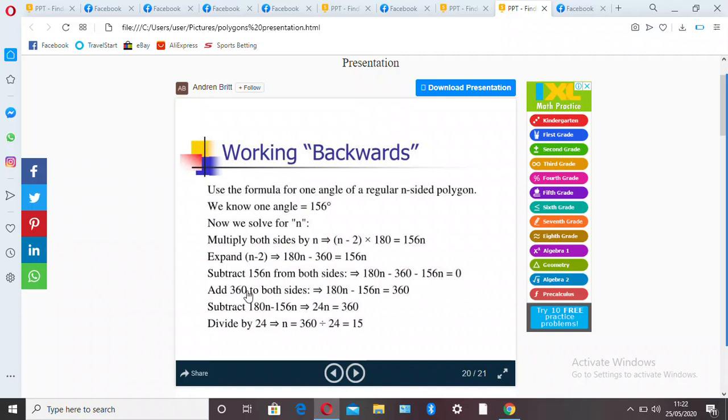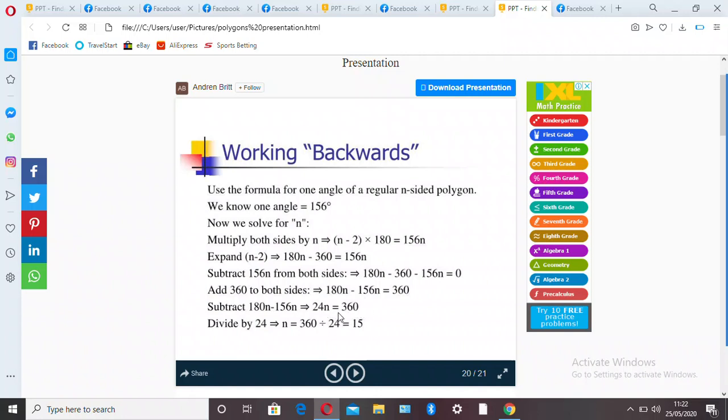So I'm going to add 360 to both sides so that I can move it to the other side and collect my like terms. I know you have done that in algebra. So 180n minus 156n is equal to 360. This minus turns to plus when it climbs to the other side. Okay, so let's proceed. Subtracting now, what do you have? 24n is equal to 360.